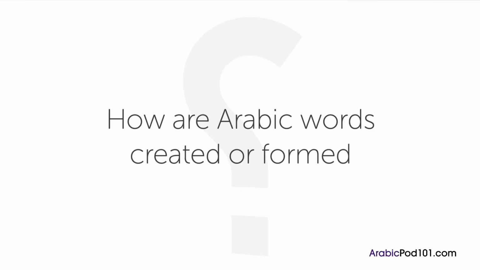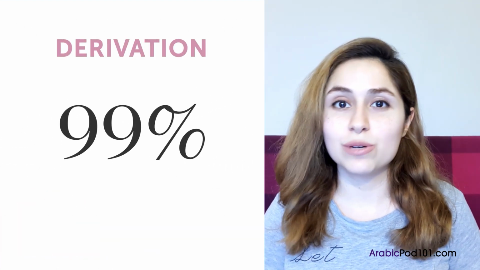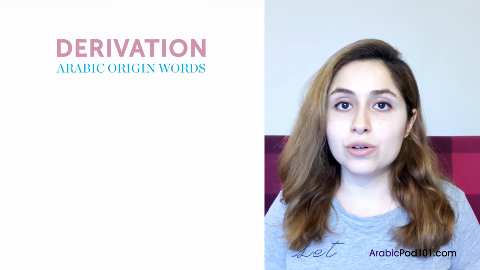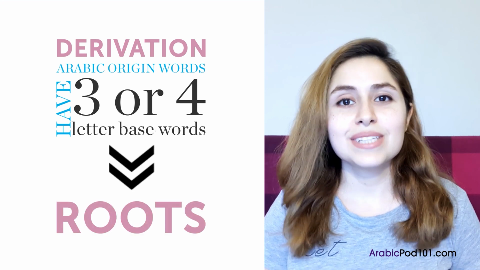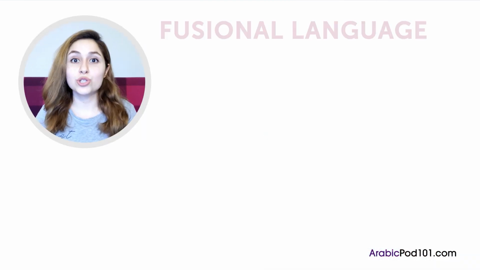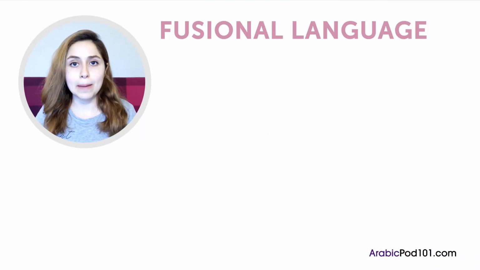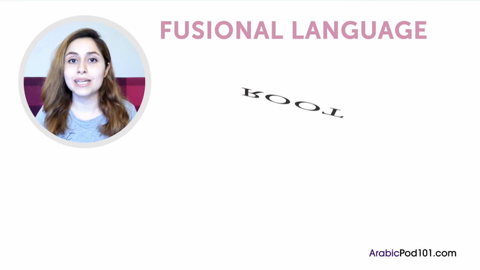So I get asked this question a lot because this is one of those things that are specific to Semitic languages. And the question is, how are Arabic words created or formed? Derivation is the core of 99% of Arabic words. All words of Arabic origin come from a 3 or 4 letter base words called roots. In this lesson, we will learn how derivation works in Arabic. Arabic is a fusional language, meaning that changes can happen in the body of the word itself to create other words of related meanings.